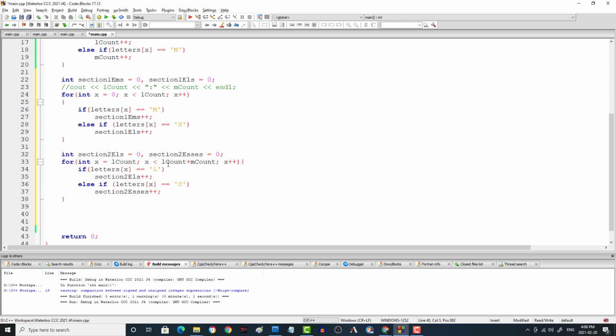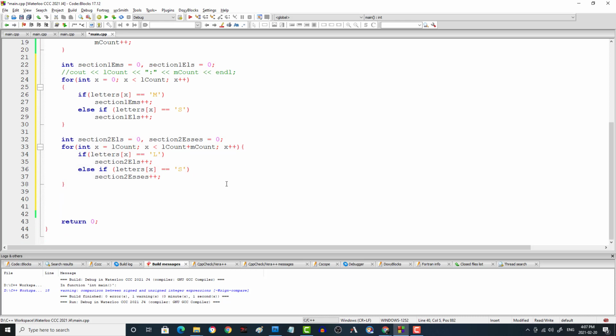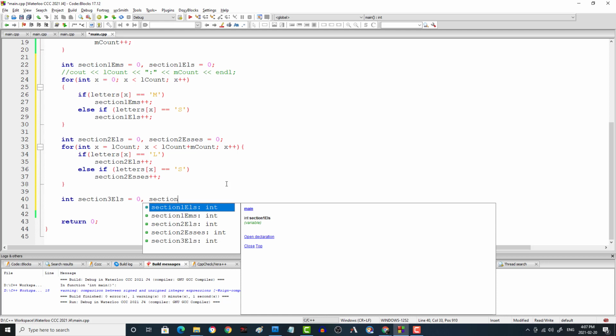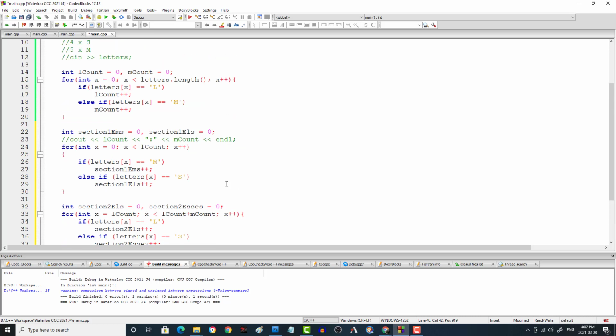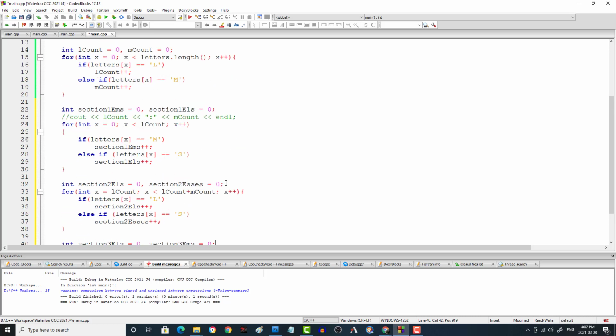Okay, next part. We're going to do the same thing now for section 3. So int section 3. Now in section 3, we don't care about the S's, we only care about the L's and M's. So we're going to say L's is equal to 0. Section 3 M's is equal to 0. Okay, and I feel like I made a mistake here.